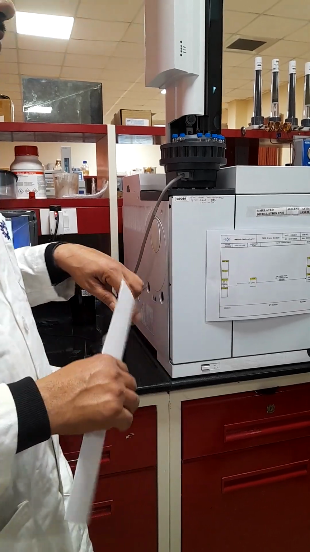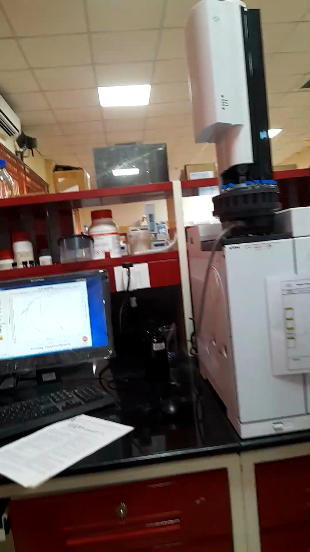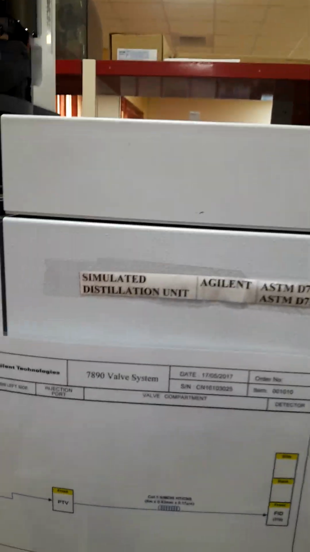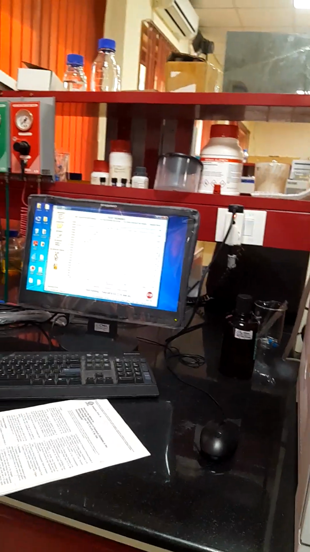What software do you have on your system? ChemStation, OpenLab, or specialized software? The same he has done. No, this is not. This is another test running.